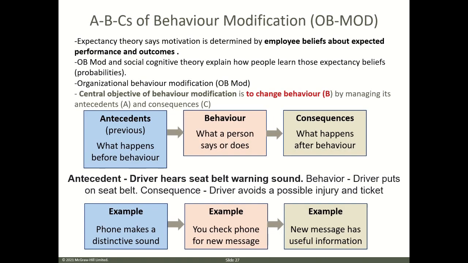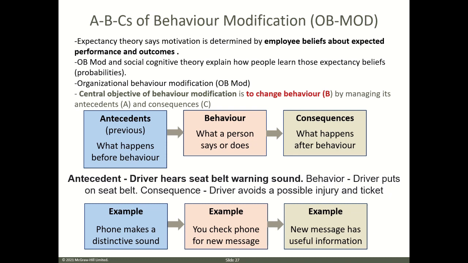Now the next theory that we have is the ABC of behavior modification, OB Mod. Expectancy theory says motivation is determined or calculated by employee beliefs about expected performance and outcomes. OB Mod, organizational behavior modification, and social cognitive theory explain how people learn those expectancy beliefs, or the probabilities. Now, the central objective of behavior modification is to change behavior.